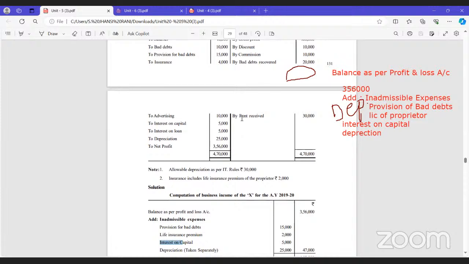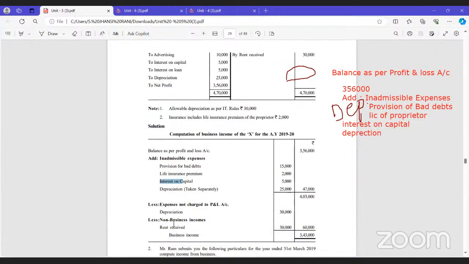Rent received: our business is not giving any rents and collecting. Rent received is an income from house property, not an income from business. So we deduct those things. Whatever income we get is called actual profit, on which they have to pay the tax. If you look, they showed it as 3,56,000, but the actual profit is 3,43,000. This is how we calculate the income from business.